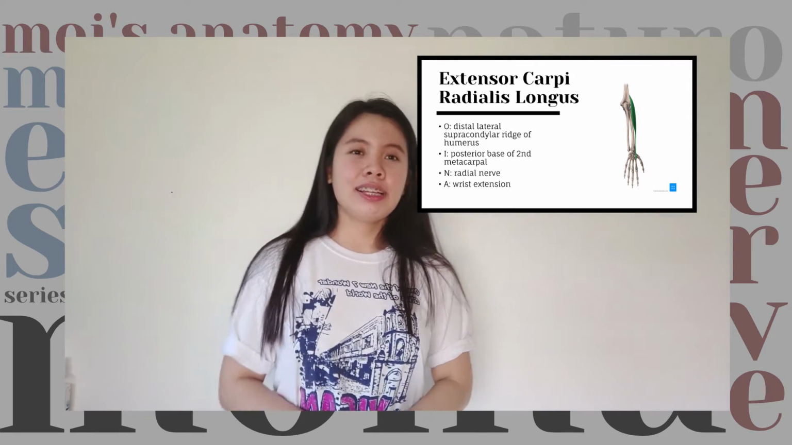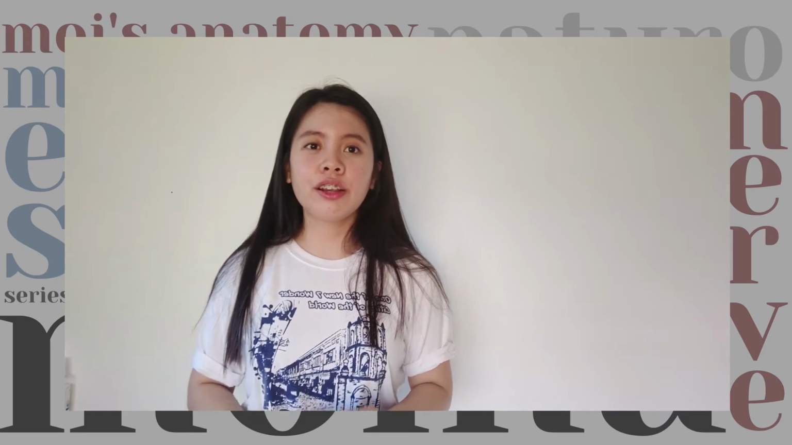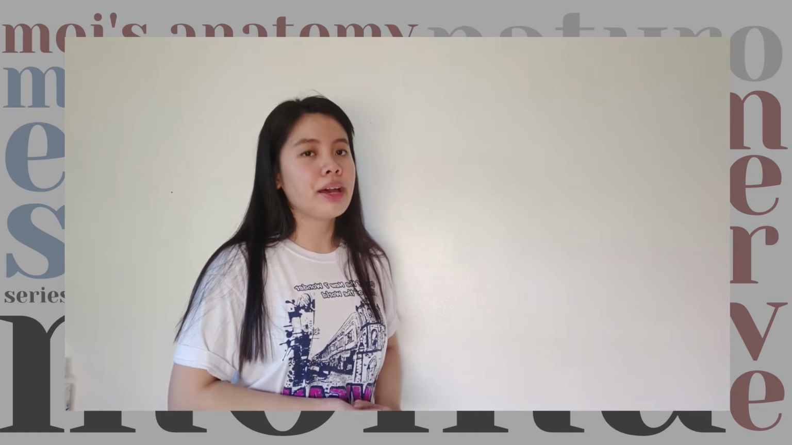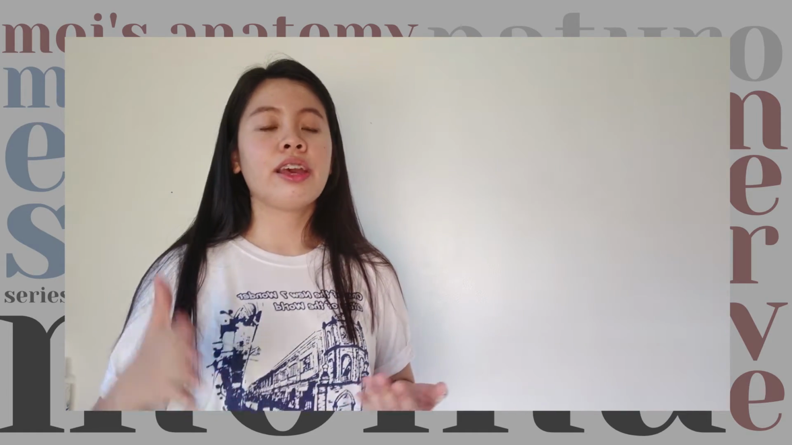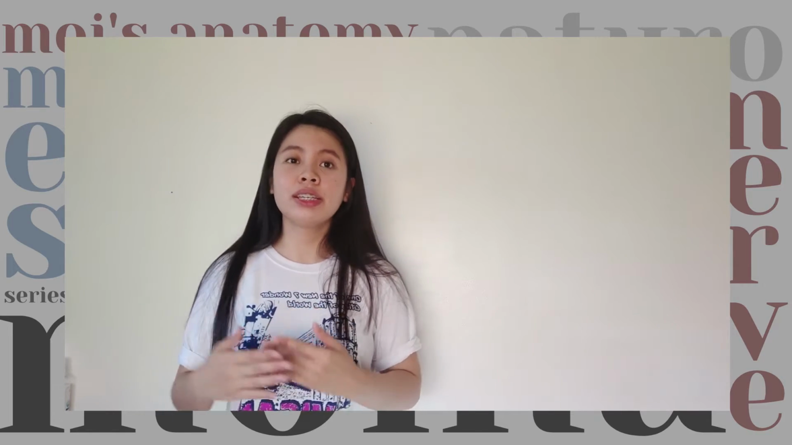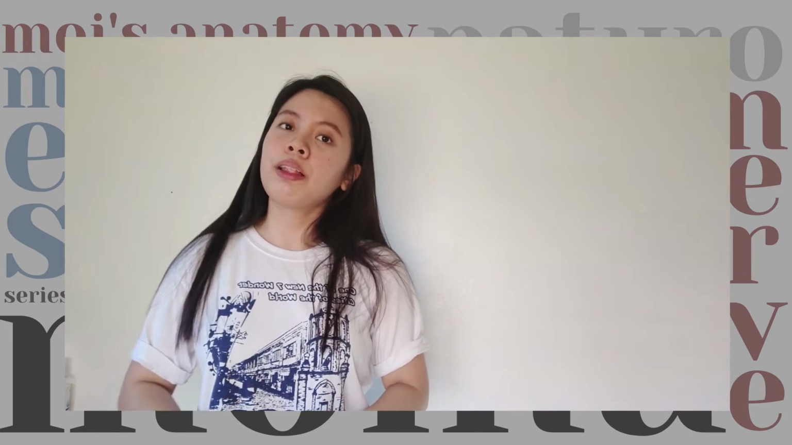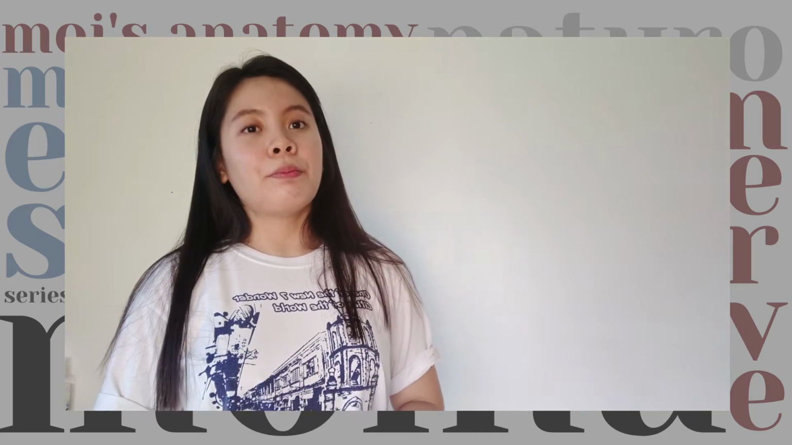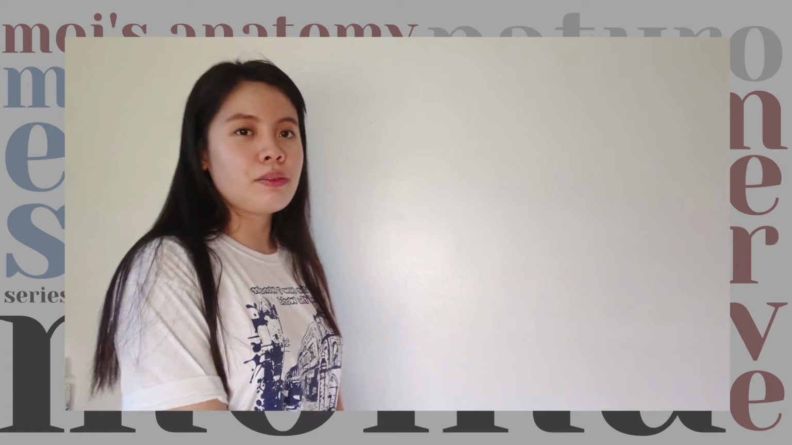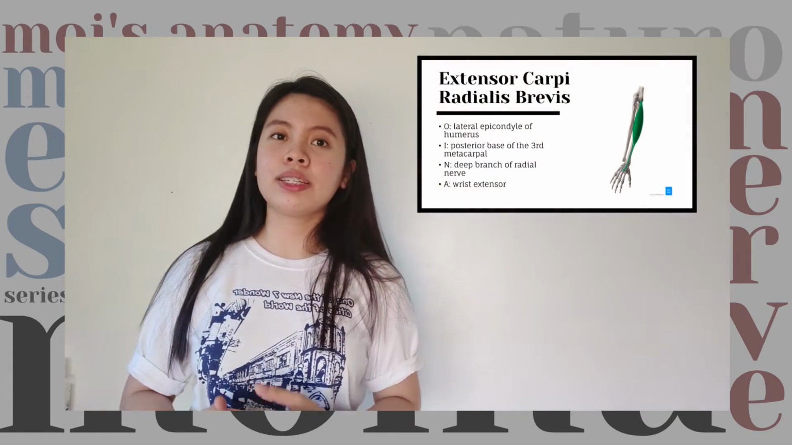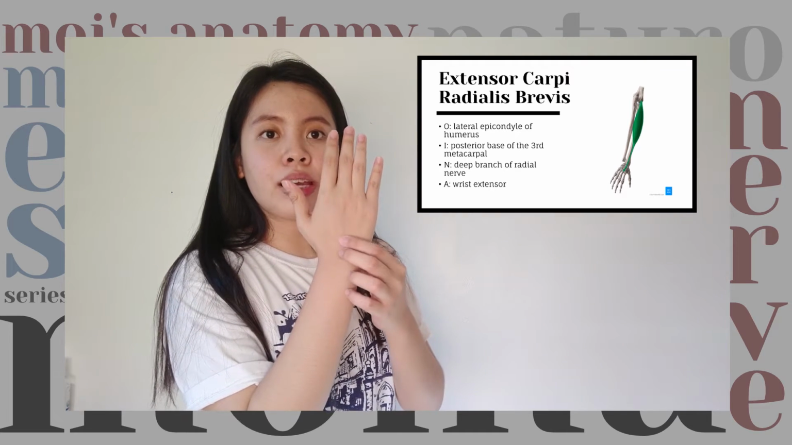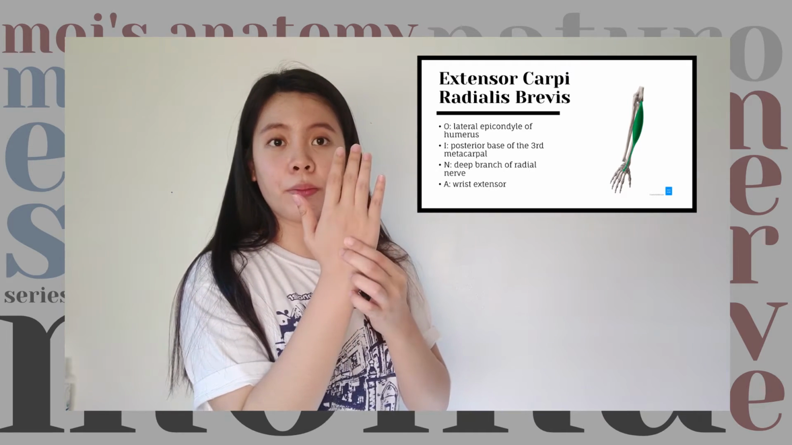So now, let's talk about the superficial layer of the posterior compartment of our forearm. So let us be reminded that these muscles originate from the lateral epicondyle of our humerus. It functions in wrist extension, and it is supplied by the deep branch of our radial nerve. So let's discuss these four. So first we have our extensor carpi radialis brevis. So this muscle inserts to the base of the third metacarpal bone.